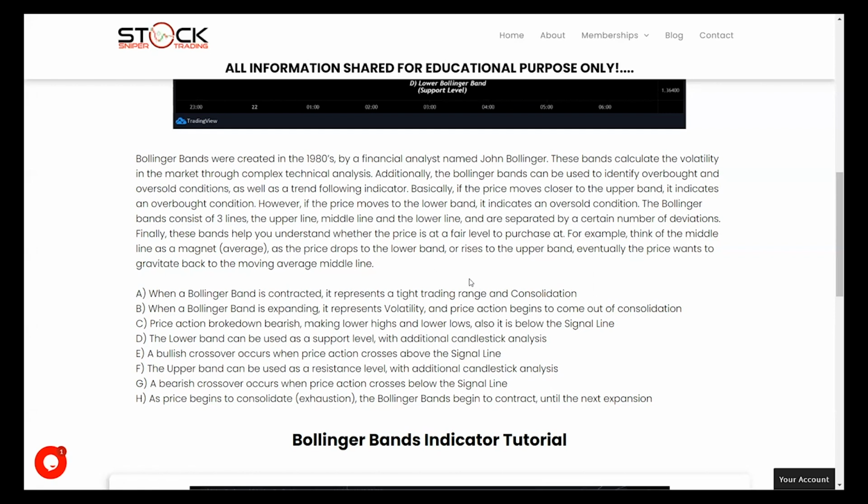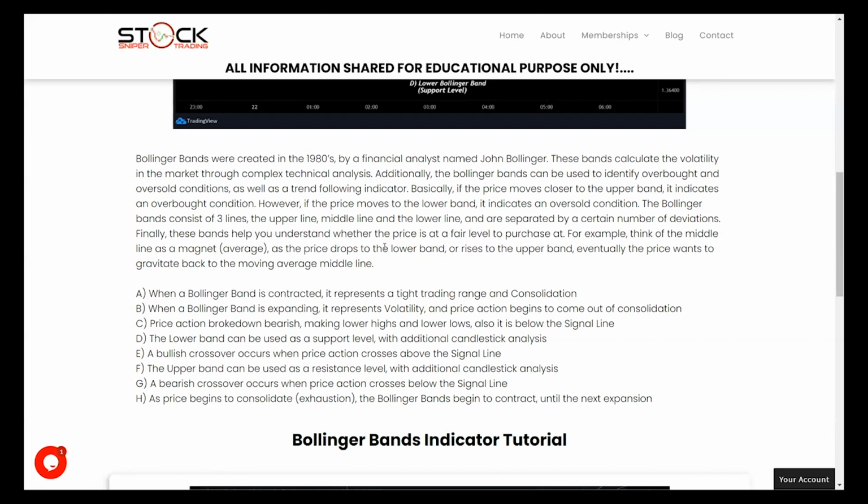The Bollinger Bands consist of 3 lines: the upper line, middle line, and the lower line, and are separated by a certain number of deviations. They are default at 2 standard deviations on all platforms. So the upper band is deviated by 2 standard deviations from the signal line, and the lower band is deviated by 2 standard deviations. I would not suggest to change those. I would leave them at default settings.